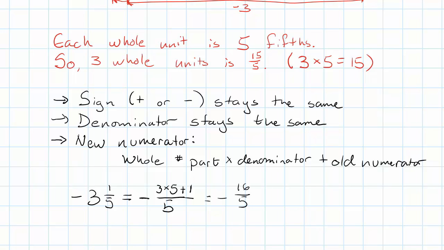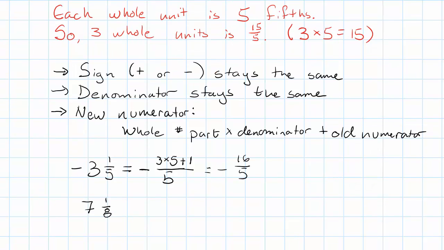Let's do an example without the picture, which is good because this is a picture that we wouldn't want to draw, right? The sign stays the same, it's still positive. The denominator stays the same.